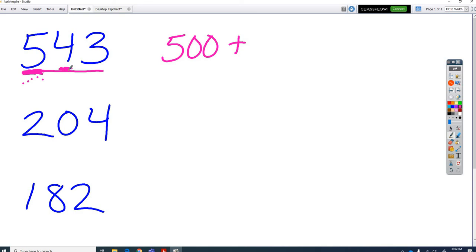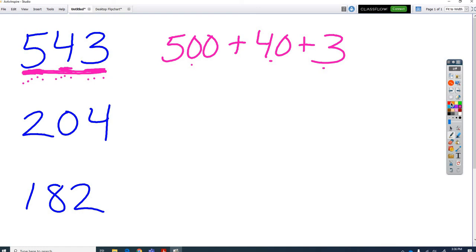And then 4 is in the tens place. That means we have 4 tens. So we'd have 10, 20, 30, 40. And then 3, of course, is in the ones, so we count by ones and we just say 1, 2, 3. That really is just 3. Very good. 543 is the same as this 543.